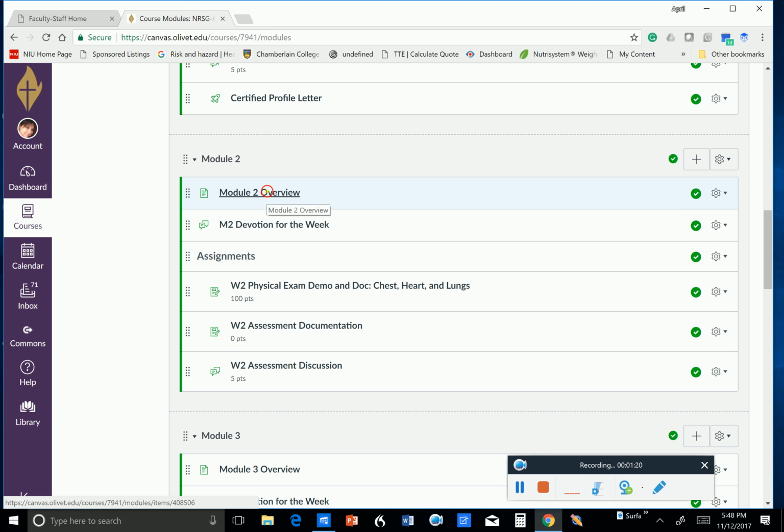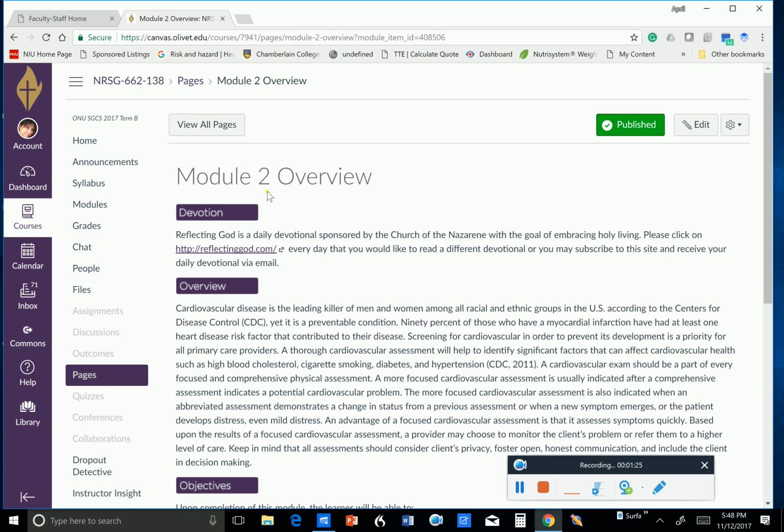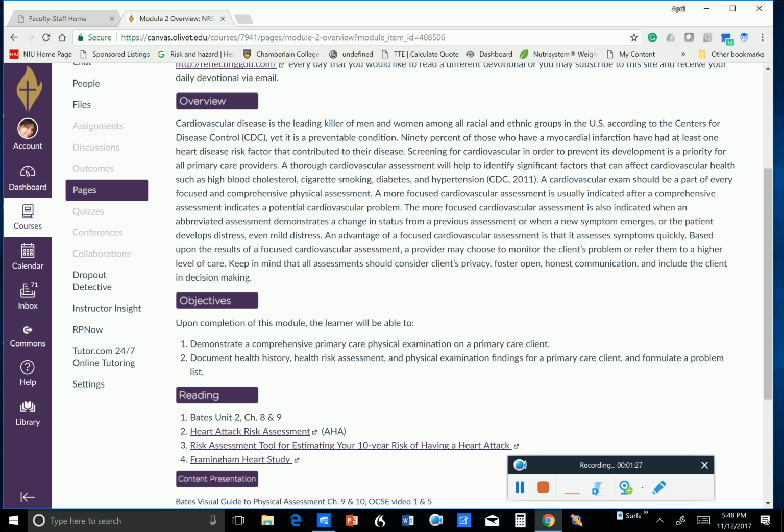So we're beginning week 2 tomorrow, and we have our overview. Our devotion is first. And now, our first week, we're going to discuss cardiovascular disease. It's a leading killer of men and women among all racial and ethnic groups. And performing a cardiovascular assessment is incredibly important on your patients.